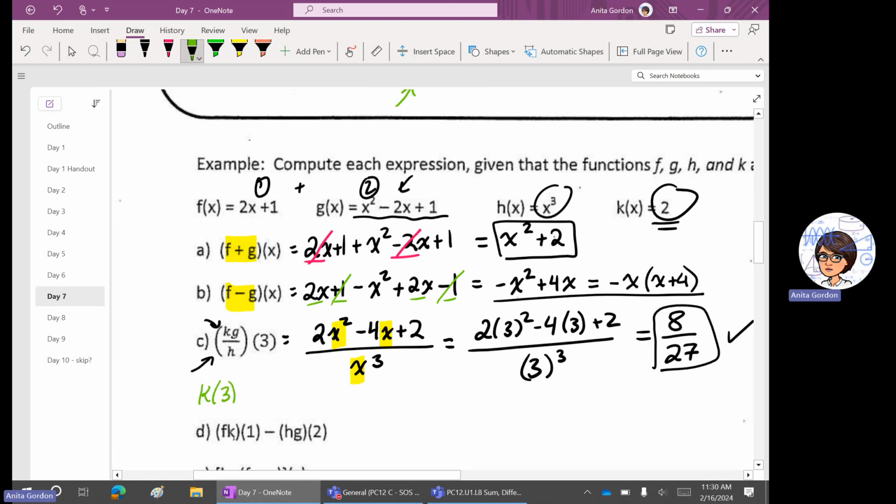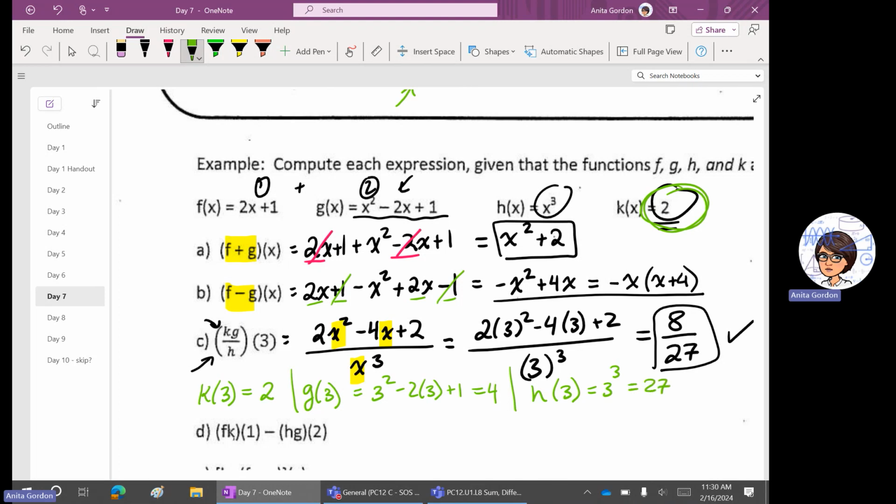K of 3 is going to be 2. And why is that? That is because K does not depend on x. K is always 2 no matter what. So I could put whatever I wanted in there. It's still going to give me a 2. G of 3 is going to be 3 squared minus 2 times 3 plus 1, which is going to give me a 4. And then H of 3 is going to give me 3 cubed, which is 27.